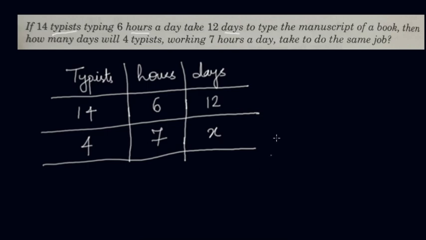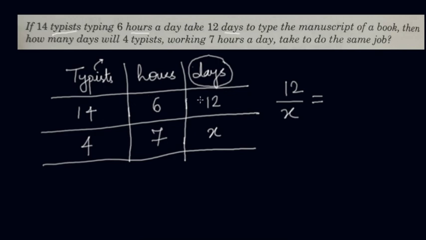Again, by the same logic, what you need to find here is the number of days. By this table, what you need to find, you keep on the left hand side, 12 by x. Now, the first thing you do is compare typists with days. You don't even look at the number of hours.